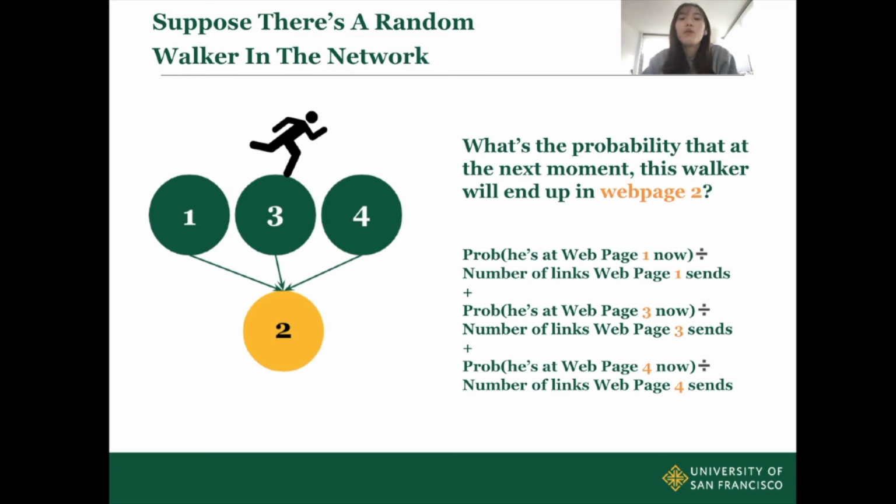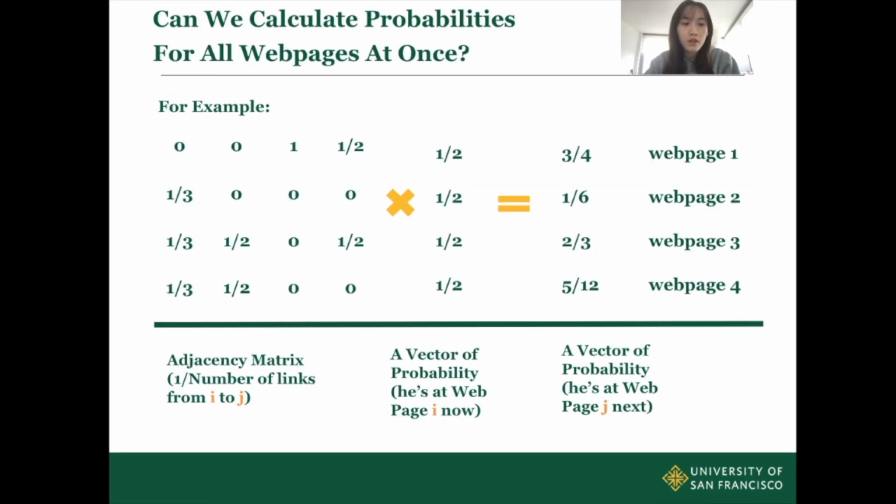Now you're probably wondering, is there any way that we can calculate the probabilities for all web pages at once? And here comes linear algebra to our help. By multiplying the adjacency matrix that we just set up by a vector of probability for each web page currently, we'll come up with another vector, which is the probability for the next step, which is exactly what we are asking for.